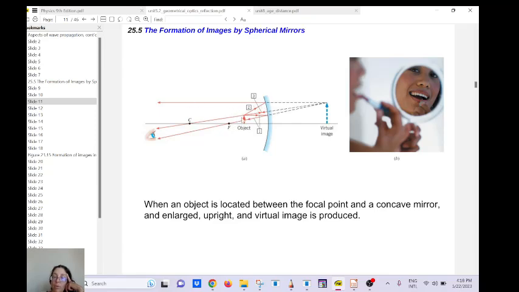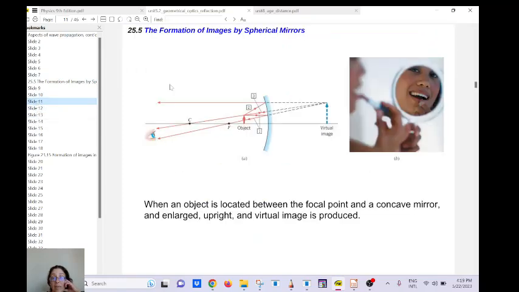So you have 3 rays like before, except that now they meet on that side instead of this side here. So we're going to see that the distance to the image is going to be negative. So the virtual image is here, and it's going to be enlarged. It's going to be erect, or upright, and it's going to be virtual.